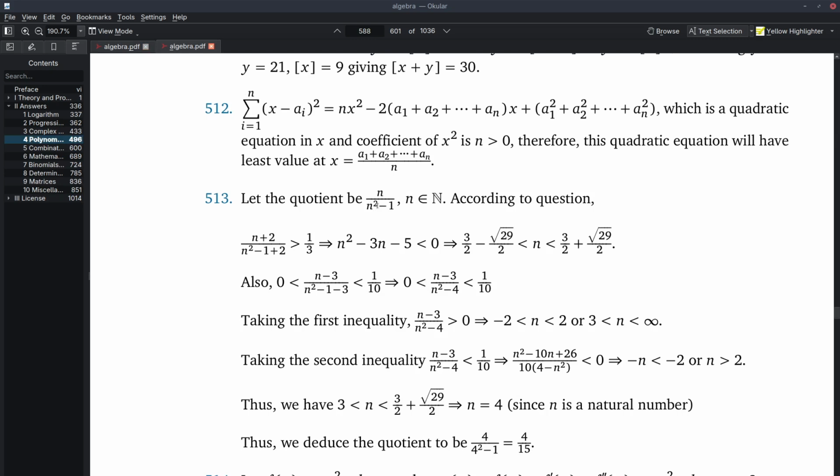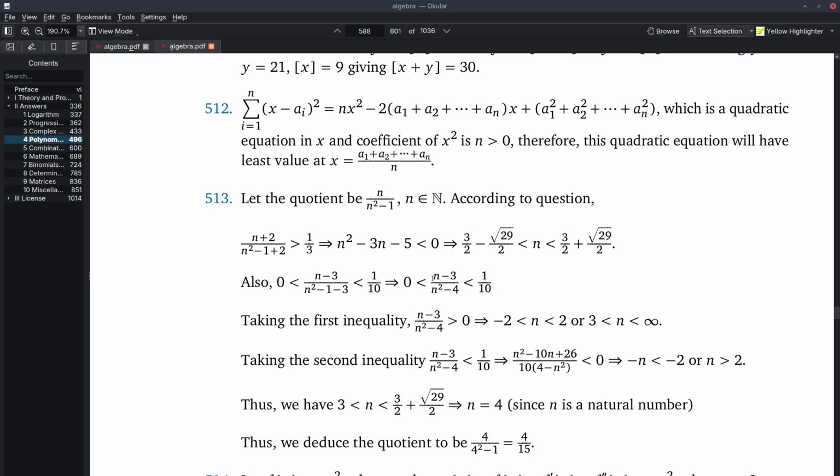Now it is given that when we add 2 to both numerator and denominator, it becomes greater than 1 by 3. So from this, (n plus 2) by (n square minus 1 plus 2), we get n square minus 3n minus 5 less than 0. That means n will lie between the two roots, and the two roots are 3 by 2 minus square root of 29 by 2 and 3 by 2 plus square root of 29 by 2. Also given that when you subtract 3 from both numerator and denominator, you get it between 0 and 1 by 10.